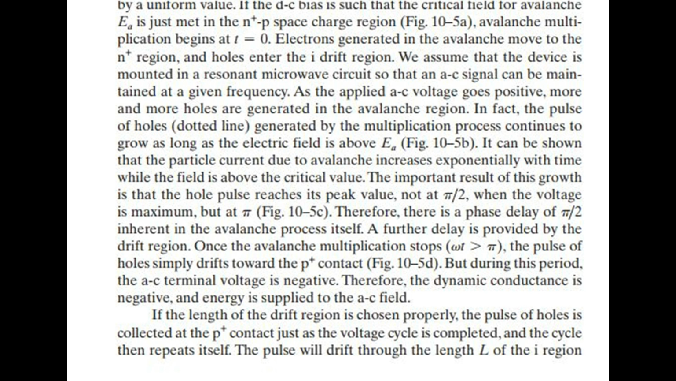A further delay is provided by the drift region. Once the avalanche multiplication stops, at ωt = π, the pulse of holes simply drifts toward the P+ contact, Fig 10.5d. But during this period, the AC terminal voltage is negative. Therefore, the dynamic conductance is negative, and energy is supplied to the AC field. If the length of the drift region is chosen properly, the pulse of holes is collected at the P+ contact just as the voltage cycle is completed, and the cycle then repeats itself.